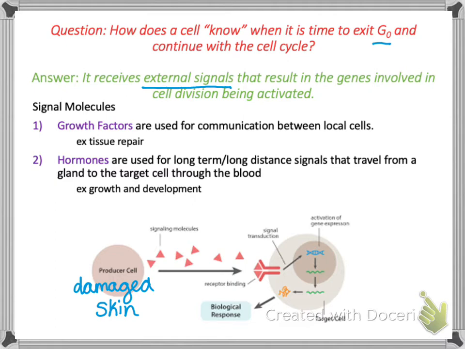So that damaged skin cell is going to release a signal molecule. In this case, it's going to be GF, a growth factor. That growth factor will then tell target cells, other healthy skin cells, that it's time to go ahead and start dividing. You can see that the growth factor will bind to what we call a receptor protein, and then there will be a series of chemical reactions called a signal transduction pathway, which will lead to a gene being turned on. And we'll learn more about genes being turned on and off later this year.